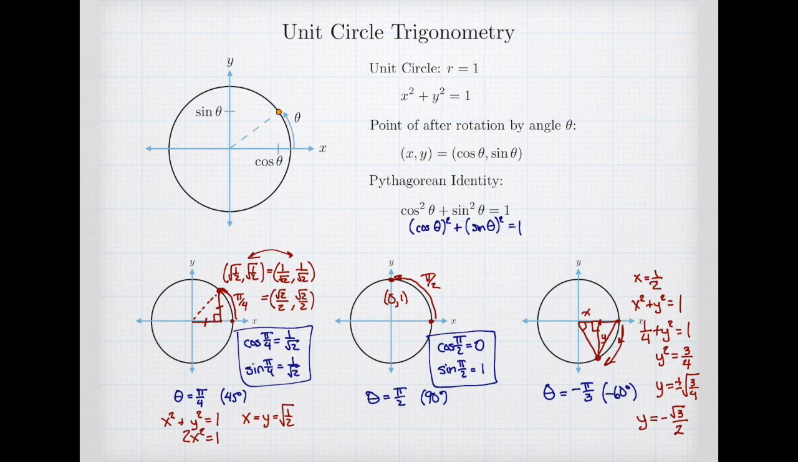Consequently, I have my coordinates. The cosine of negative pi over 3 is a half, and the sine of negative pi over 3 is negative square root 3 over 2.